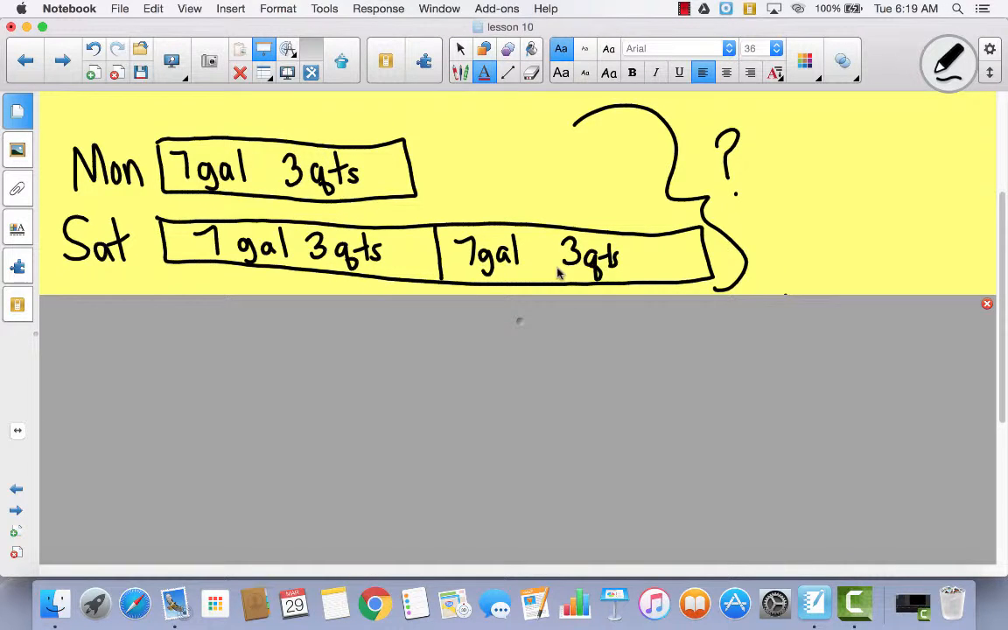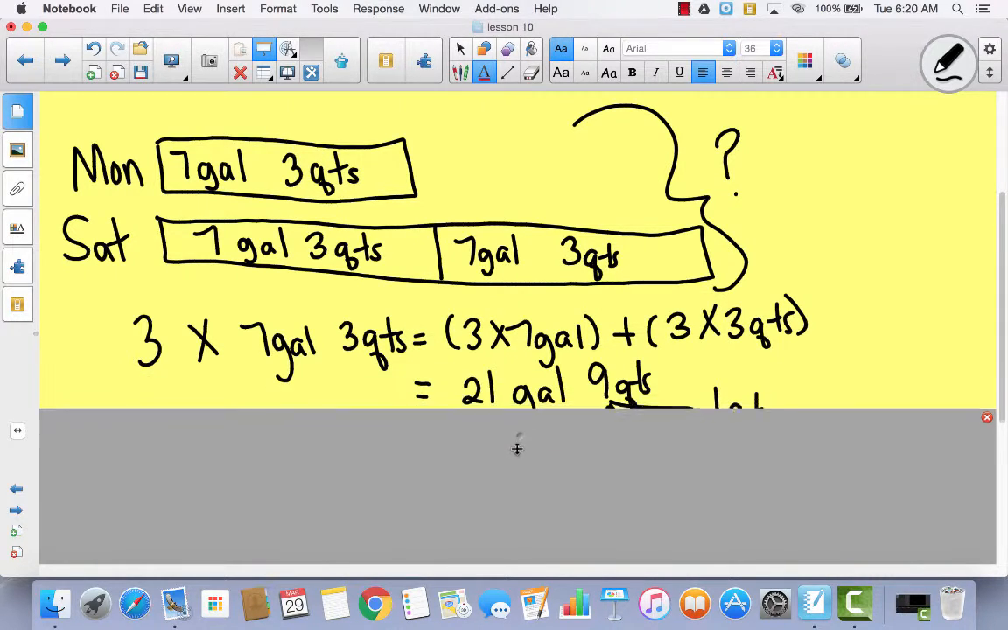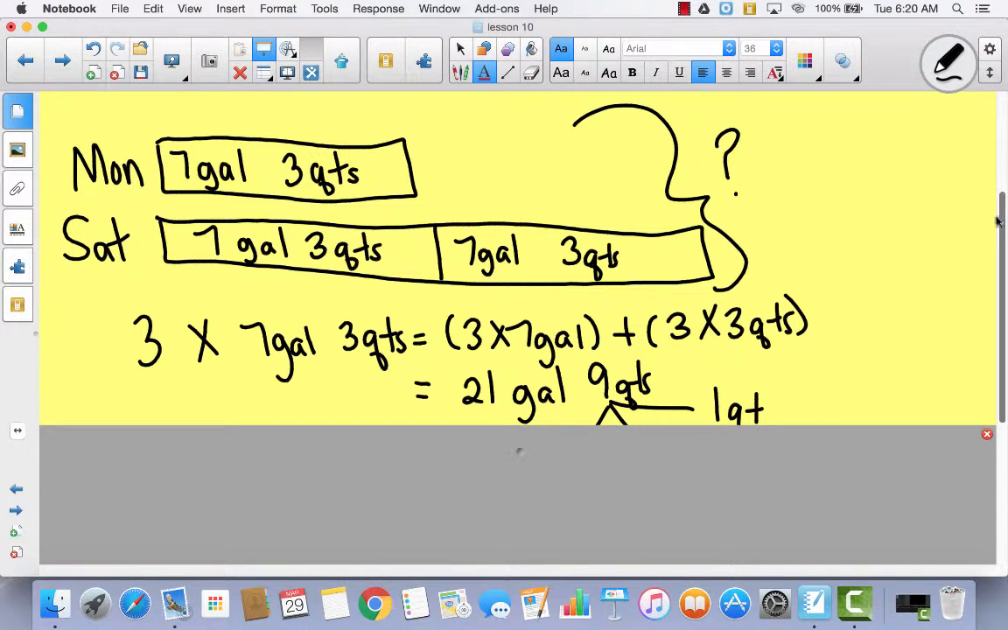But since all of these are the exact same number, I chose to use multiplication. And I did 3 times 7 gallons, 3 quarts. Then I used the distributive property, and I said 3 times 7 gallons plus 3 times 3 quarts, which equals 21 gallons and 9 quarts.